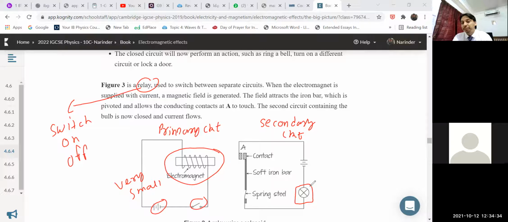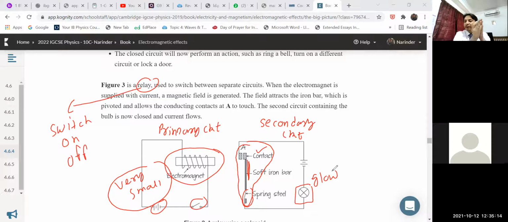It may be an electric bulb, it may be an electric motor, or maybe any other higher power device that we are interested to operate. And another component you can see here, look at this part, children, this is important here. In this part, we have this kind of arrangement where the contact, you can see, a soft iron bar is there and the spring steel is there. Now actually what happens, with the help of a very small current, we are interested to make this bulb glow or light up, or the electric motor start working.